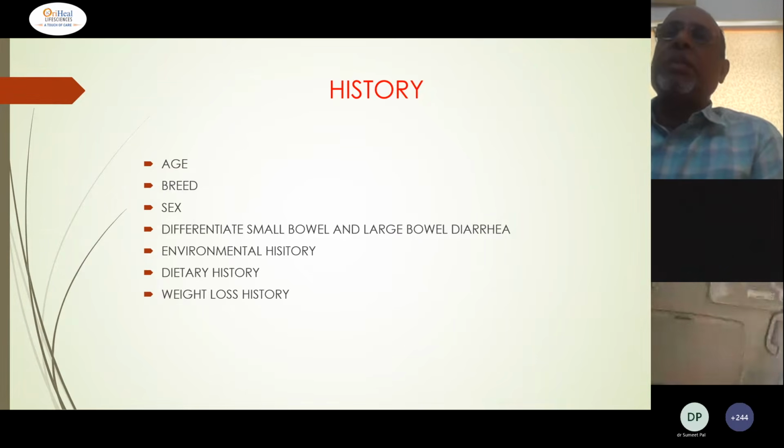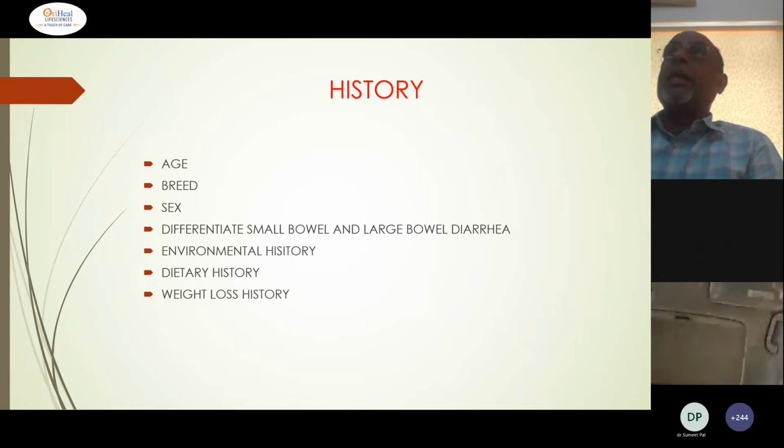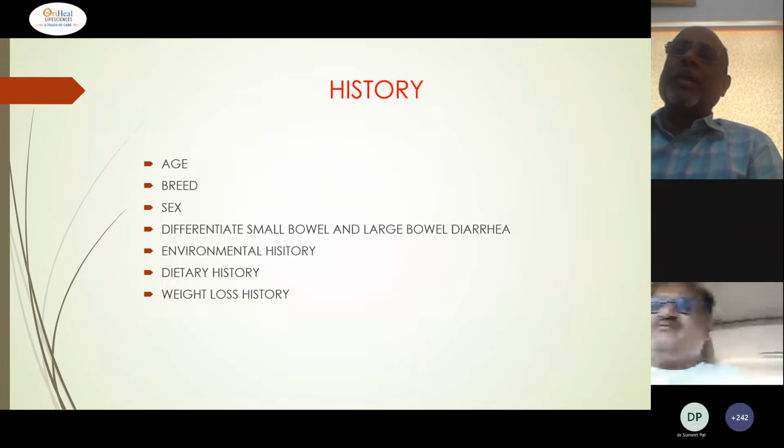For example, German Shepherds are highly prone to exocrine pancreatic insufficiency. They are also highly prone to antibiotic-responsive diarrhea, and then terriers are highly prone to IBDs. Boxers are highly prone to IBDs. So you should always have breed-related problems in the back of your mind. Sex, of course, you should know that females are most overrepresented in Addison's disease, and you have pyometra in them causing septicemia and enteritis. So sex, again, you will have to be very careful.